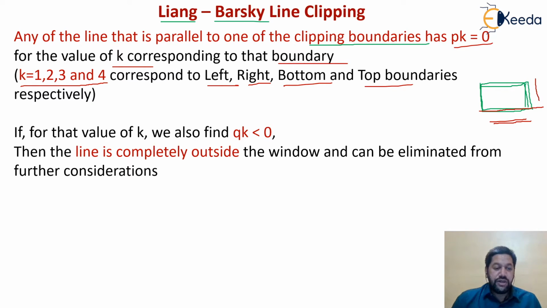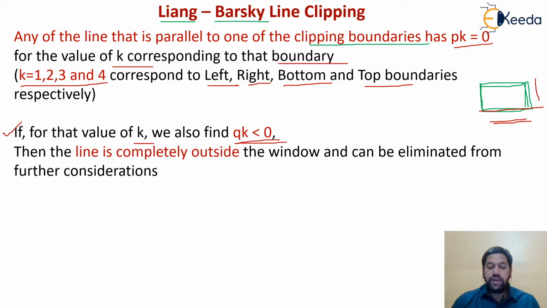Okay, now next is if for the value k we also find qk is less than 0. See, we have the values p and q. In the previous slide we have seen when pk, what is the value of p and what is the value of k. If the p value is delta x, what is the k value? If the p value is delta y, what should be the q value? So similarly, we are considering if for that value of k we also find qk is less than 0.